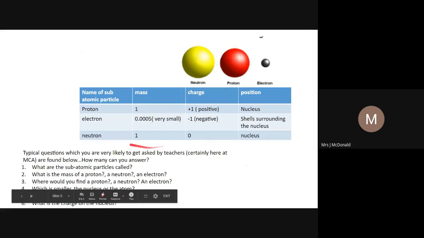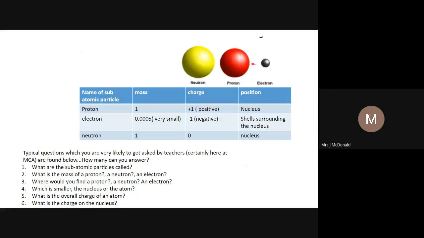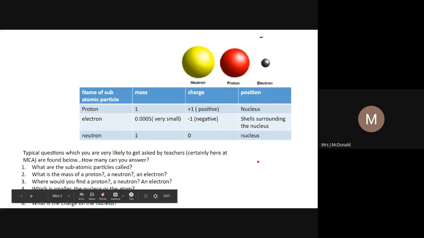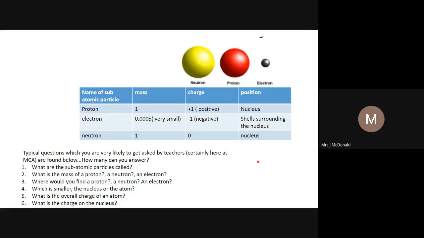And this is how you would summarize all of this information. So here is a representation of 3 subatomic particles: proton, electron, and neutron. There's the mass of each. And notice there's no units on the mass. There's the charge on each: plus, positive, minus, negative, and 0. And this is the position that you find each. There, the proton's in the nucleus, the electron's in the shells surrounding the nucleus, and the neutron is in the nucleus.